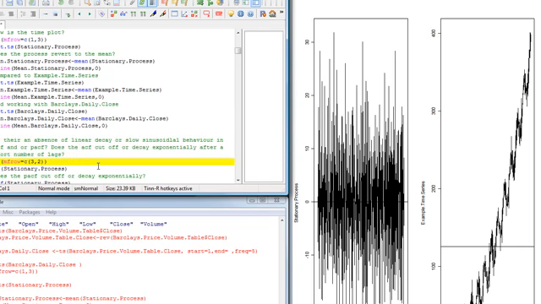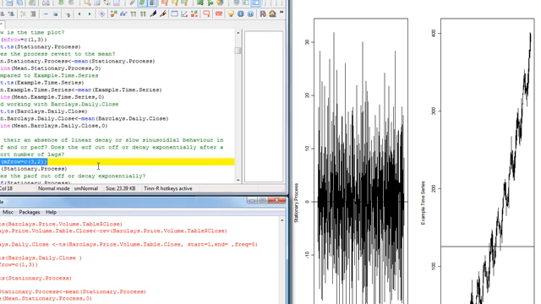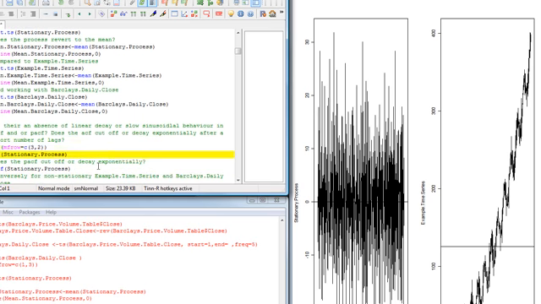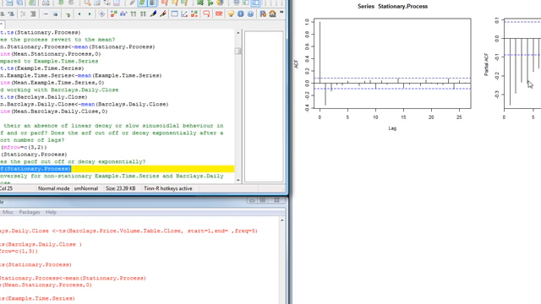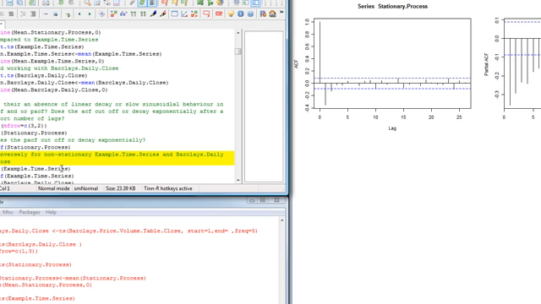Another way to identify whether a process is stationary or not is to look at the ACF. So we'll do that now. And the ACF on that, you can see it's got a sharp cutoff after lag 1. There's also something called a partial autocorrelation function. You can find it in your notes. And that's decaying exponentially. So that again does support the notion that this is a stationary process.